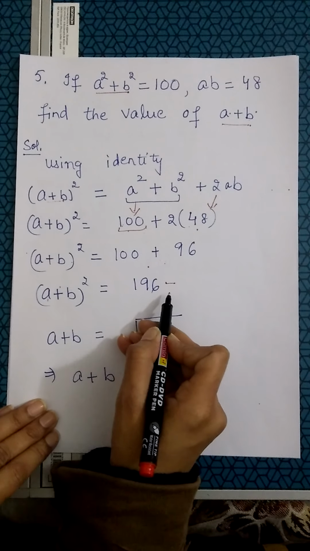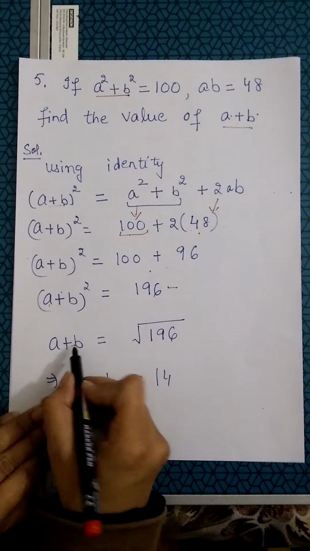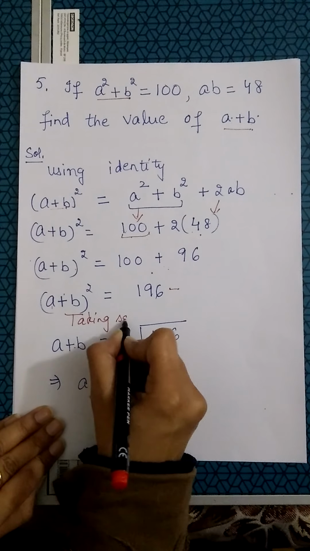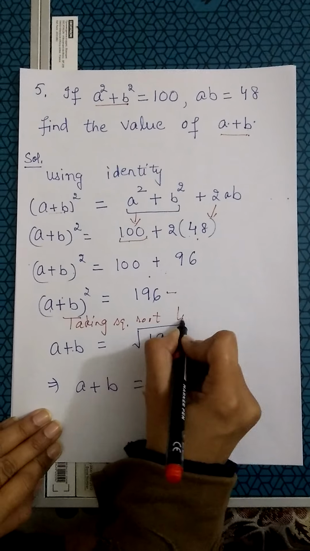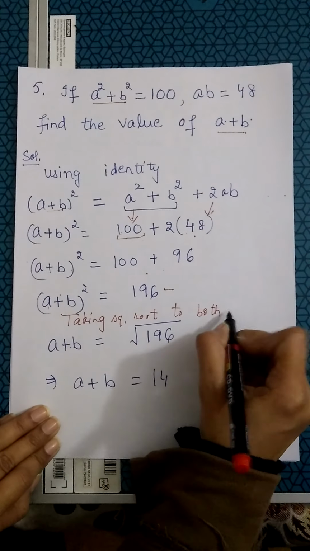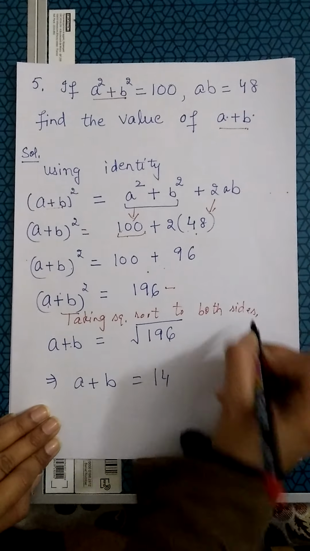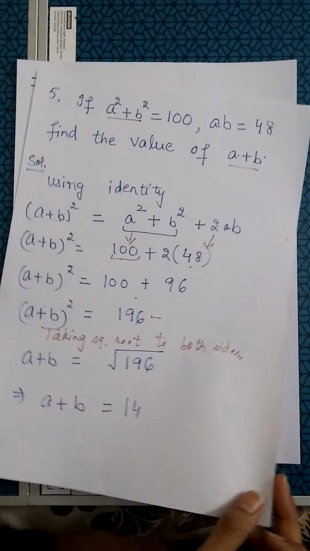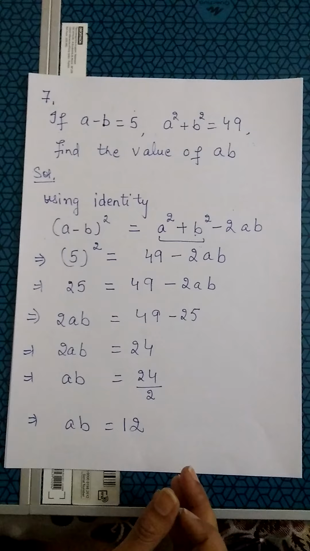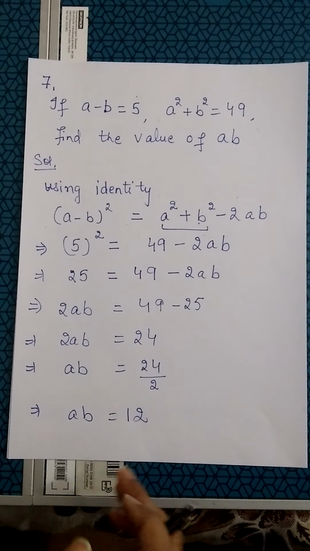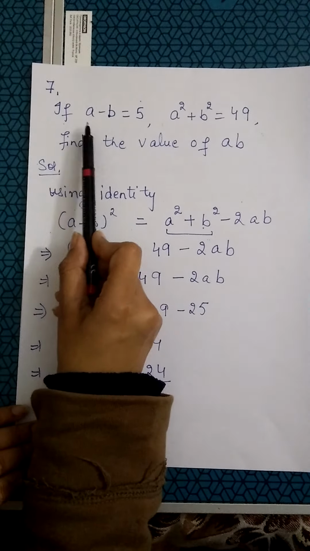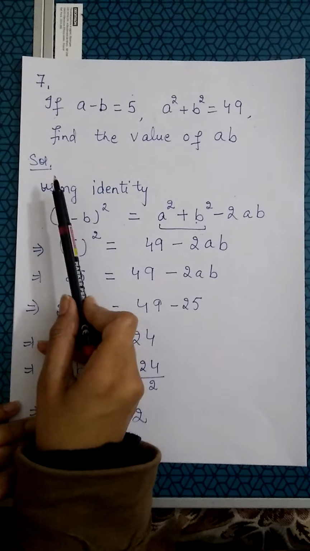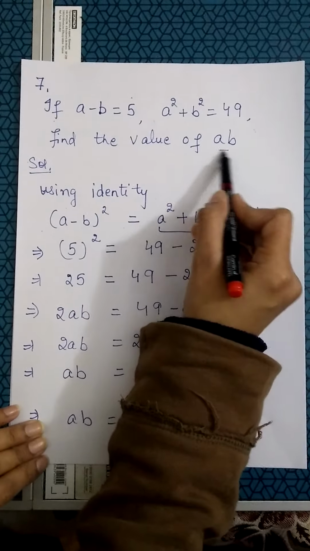When I simplify, I got (a plus b) whole square is equal to 196. 196 is a perfect square of 14. So when I take the square root, taking square root on both sides, what do we get? A plus b is equal to 14. So this is how we will be solving these types of questions. Then question number 7. In this, if a minus b is 5, a square plus b square is 49, find the value of ab.